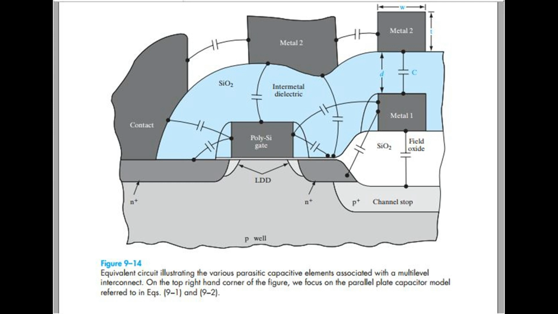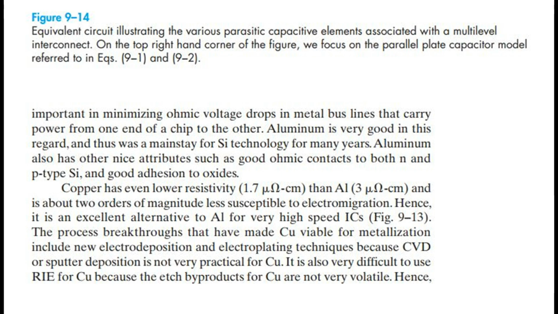Aluminum is very good in this regard, and thus was a mainstay for silicon technology for many years. Aluminum also has other nice attributes such as good ohmic contacts to both N and P-type silicon, and good adhesion to oxides. Figure 9.14 Equivalent circuit illustrating the various parasitic capacitive elements associated with a multilevel interconnect. On the top right-hand corner of the figure, we focus on the parallel plate capacitor model referred to in EQs 9.1 and 9.2.